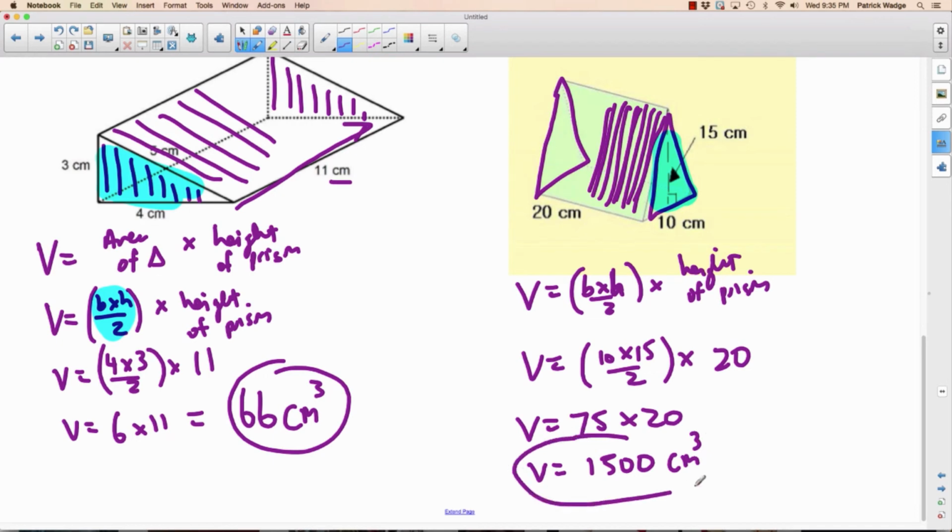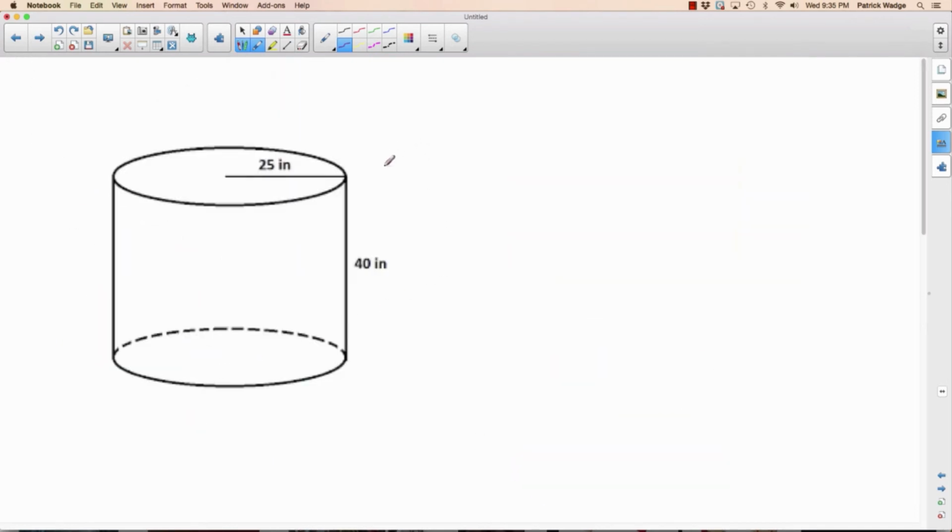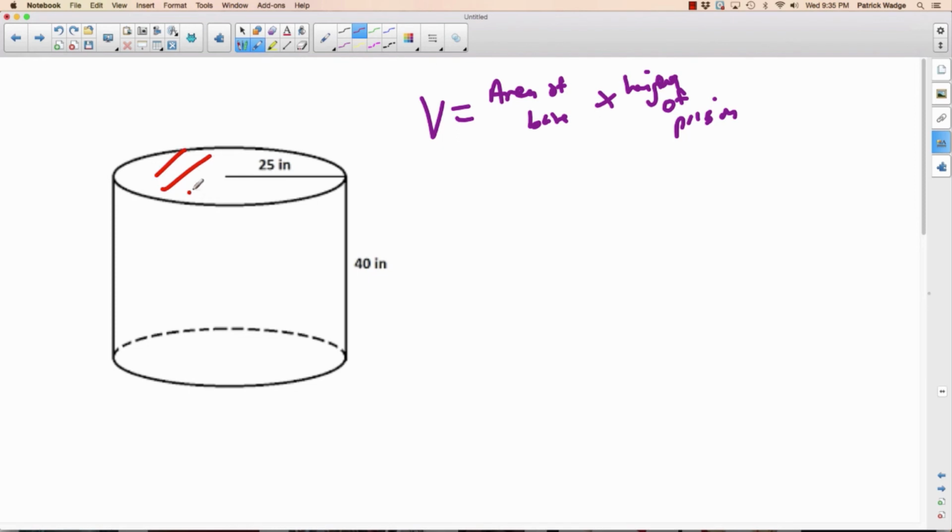All right, we got one last shape to go. It is a cylinder. So we can use the same master formula. Remember, volume equals area of base times height of prism. So the bases are the two faces that are parallel to each other. The faces that are parallel to each other are the circles. This circle here and this circle here. So we want to get the area of the circle.